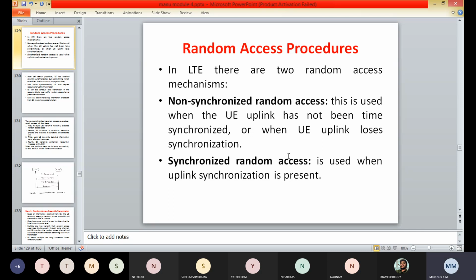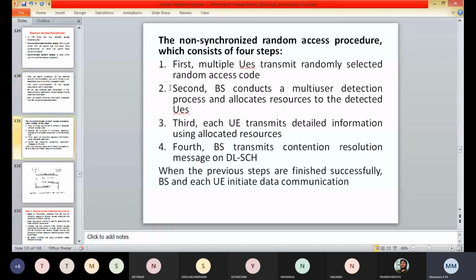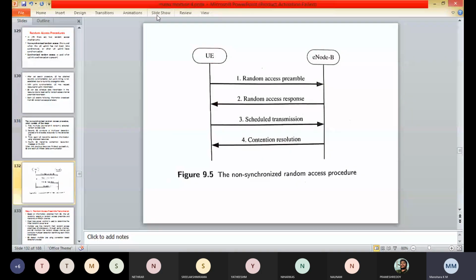Here the non-synchronized random access procedure consists of 4 steps, which are displayed in the figure. So this is the non-synchronized random access procedure. Make a note of this figure. This concept is very important. Definitely one question will come in the examination from this concept.